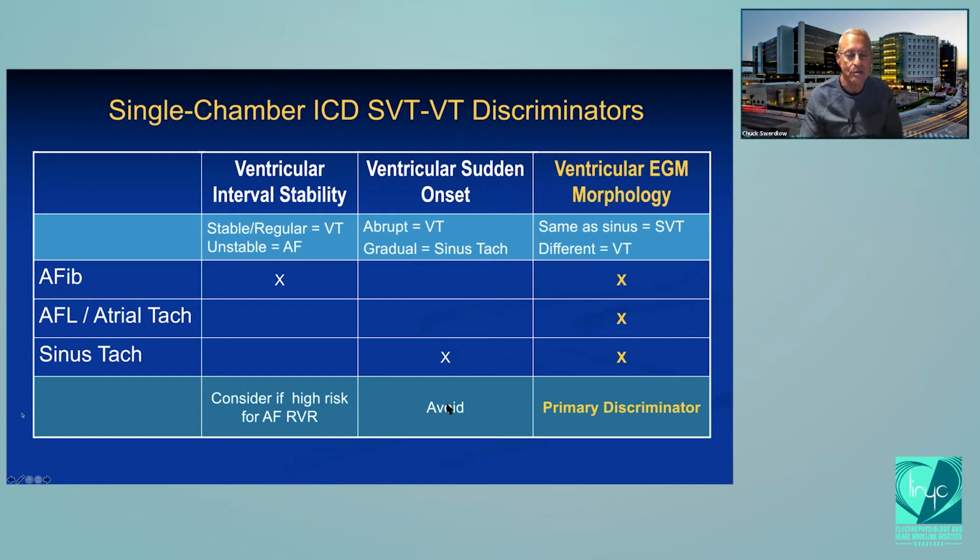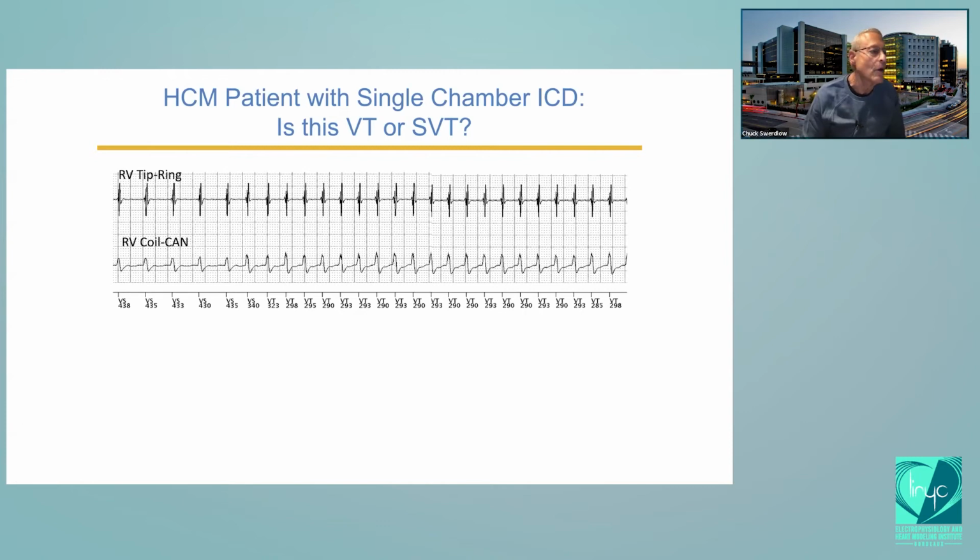and at least the local legislature. There are times, not too often, when irregularity discriminators can be useful, although they have some risks. And the primary discriminator we use is ventricular electrogram morphology. So here is an example of a hypertrophic cardiomyopathy patient with a single chamber defibrillator.